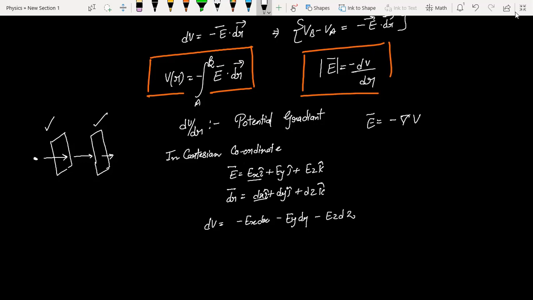So the x component of this field is nothing but minus del V over del x. It is the partial derivative of potential, and partial derivative means if we are differentiating with respect to x, the other components y and z are kept constant. Another one is Ey, which is minus del V over del y, and Ez, which is minus del V over del z. So this is all about the relation between the electric field and the electrical potential.